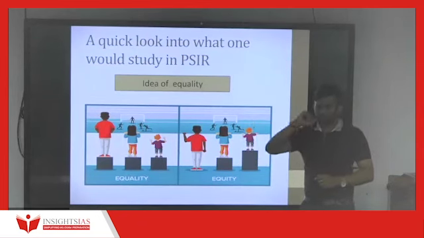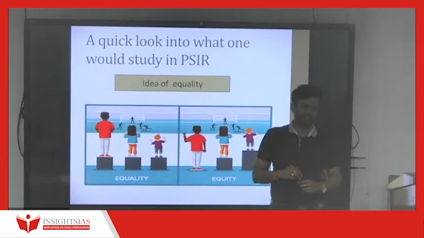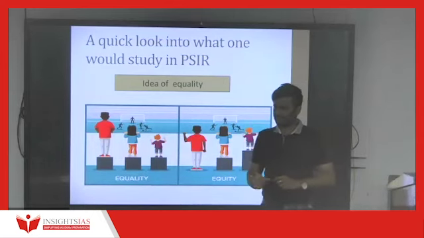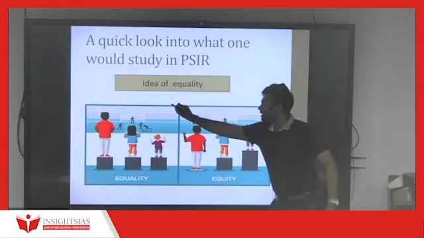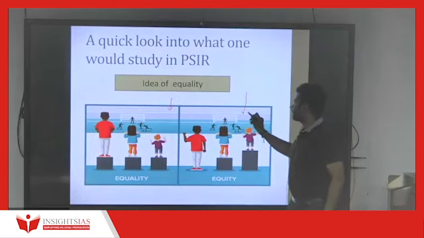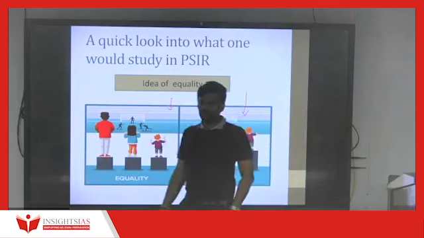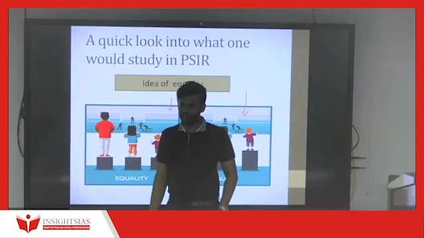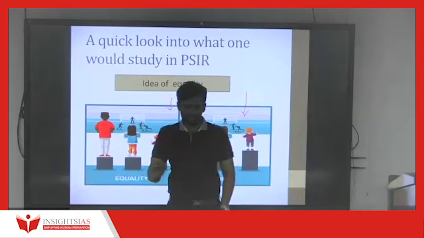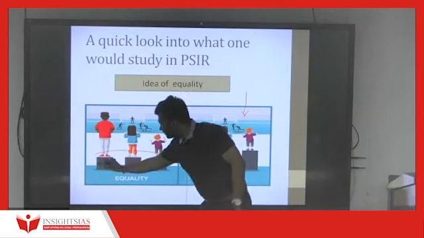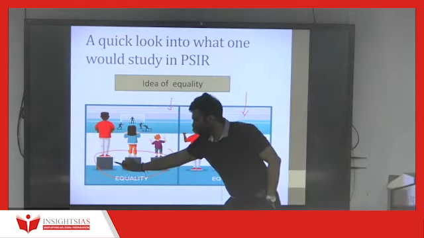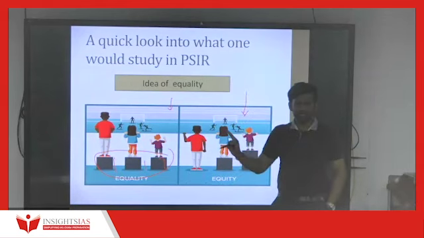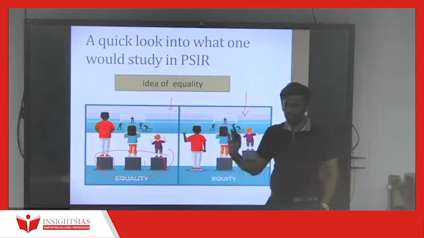The idea of equality. Now, everybody speaks about equality, etc. But there is no one understanding of equality. Different people have different understandings of equality. Now, you can see I've shown 2 diagrams. In this diagram, if you go by the definition of equality, equality means what? Absence of discrimination. You should not discriminate against anybody. So here, we have not discriminated against anyone. We have given a stool of the same height to all the 3 individuals. Okay, there is no discrimination. We have treated everybody equally.